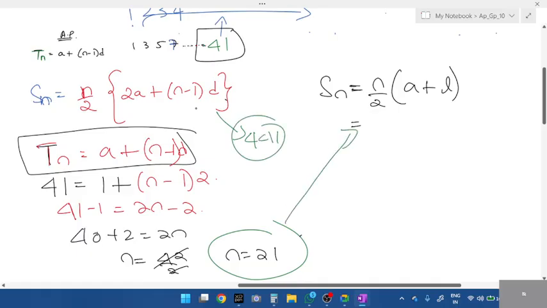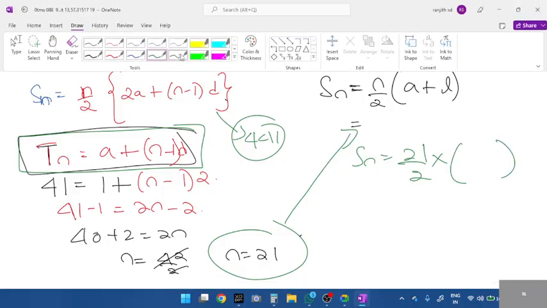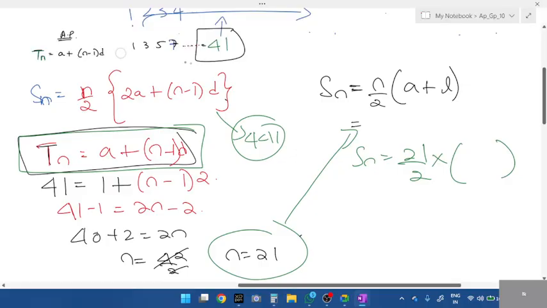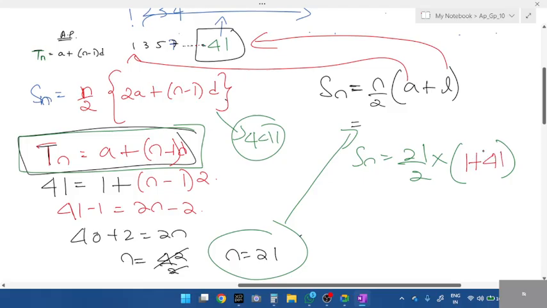Use the same concept instead of doing it in such a lengthy way. Remember, this is only when n is not given, students. When n is not given, always go with t of n. After that, you can use the first or second formula. Let me use the second one. 21 divided by 2 into a plus l. A plus l is nothing but the first term and the last term. What is the first term in the question? 1. L stands for the last term. What is the last term? 41.